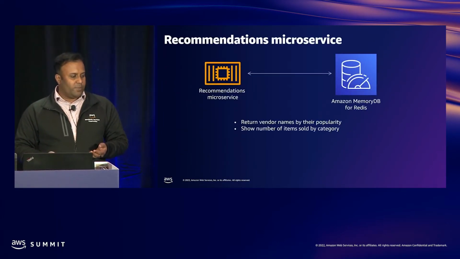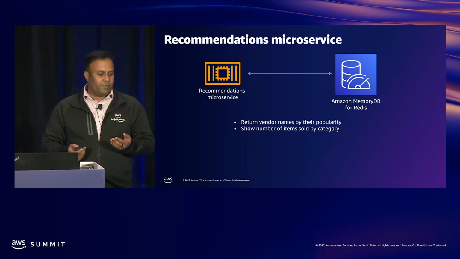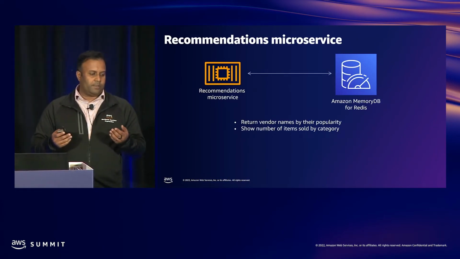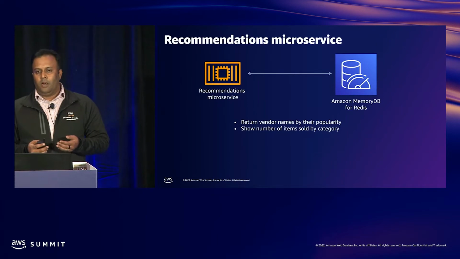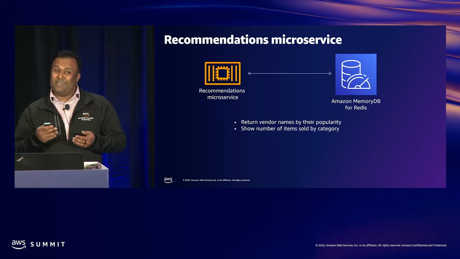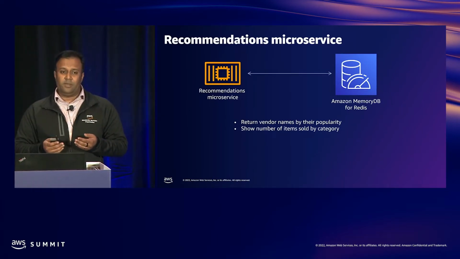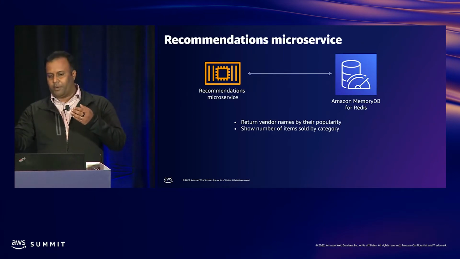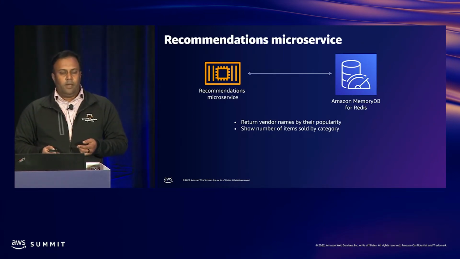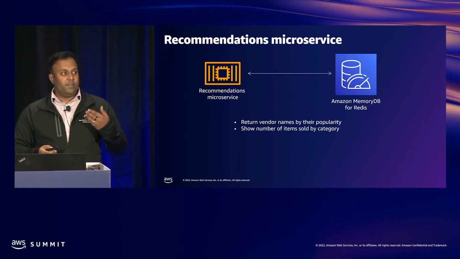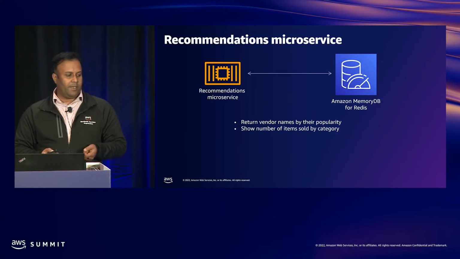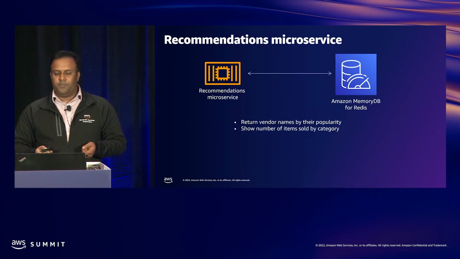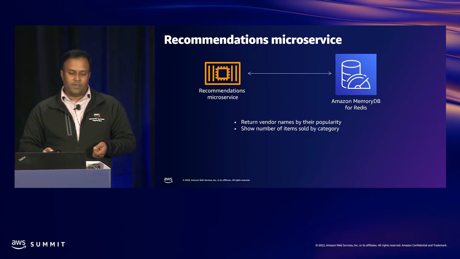For the recommendations microservice, it returns back some vendor names. A lot of it is prioritized or ranked based on the vendor and the appropriate product for the vendor. And all of this is being done using real-time streams. So we're using a real-time streaming API, and we're using a sorted set for doing some of this.